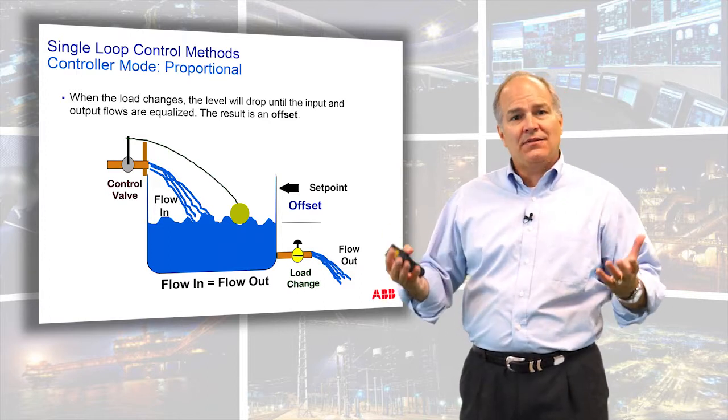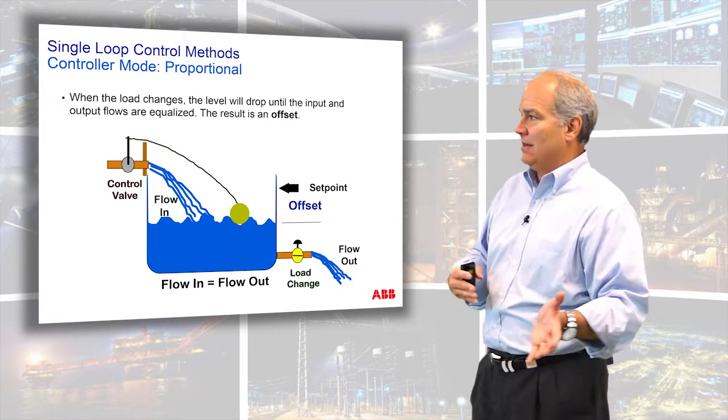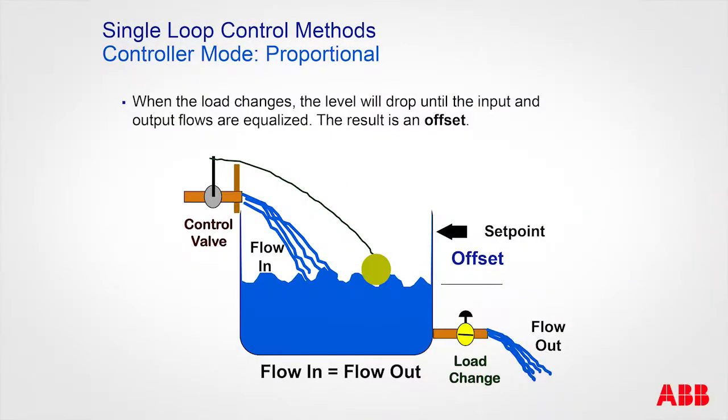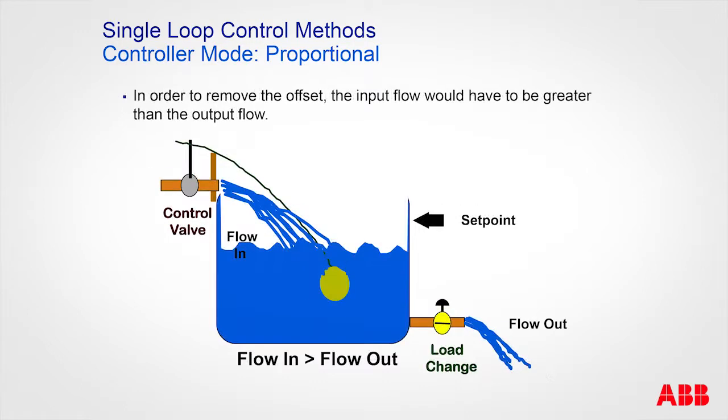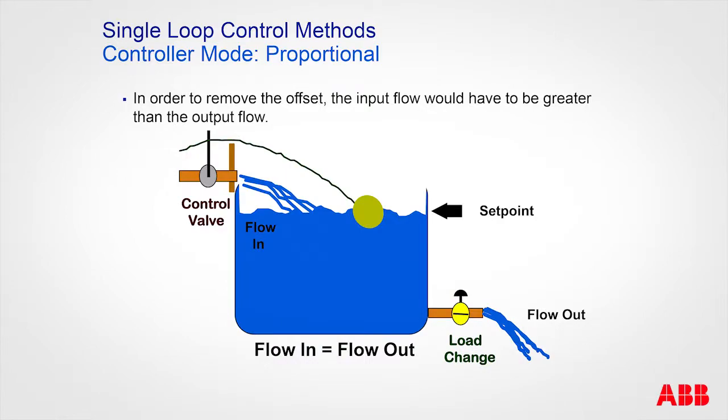So what would have to happen in order to get this offset to go away? Well, in our example here, you'd have to push the float further into the process, which isn't possible in a mechanical device, but with integral we can do it. It's because I have to have more volume going in to the process than leaving to get that tank to start to come back up. That's what the trick is.